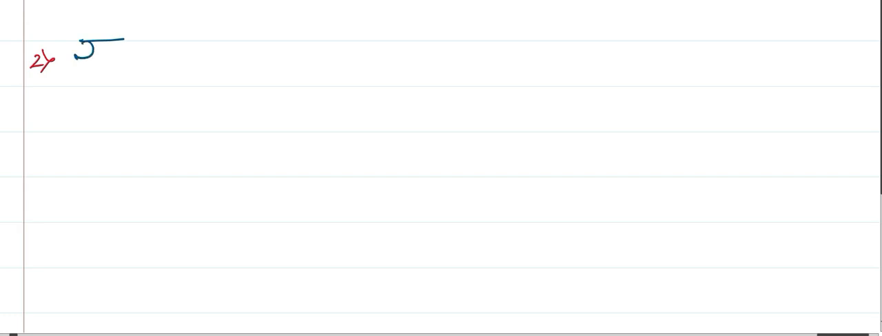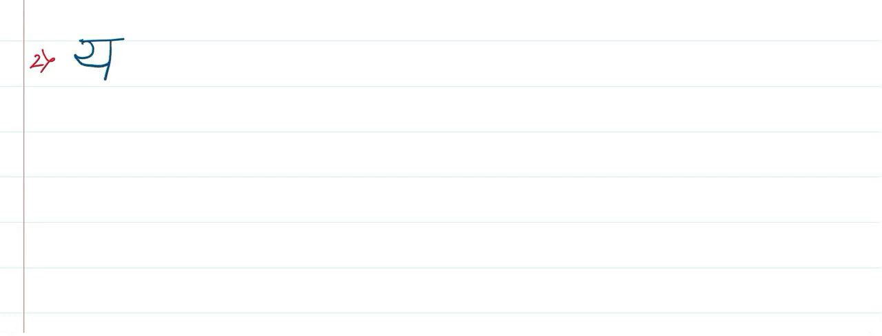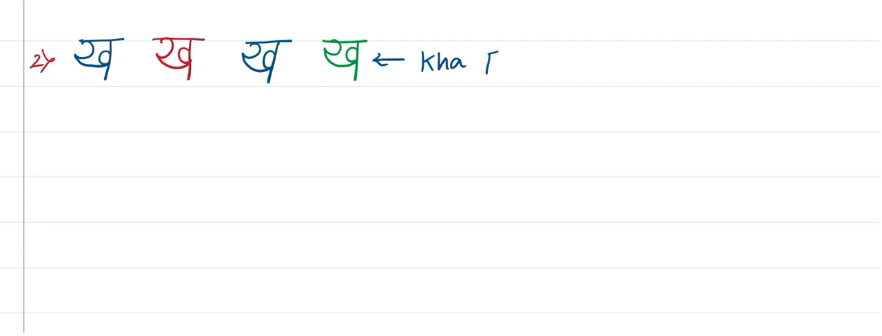For the second one, you have to make a swinging two, a vertical line, and a circle in it. Once again, a swinging two, a vertical line and a circle in it. Let's learn the pronunciation of this. This is called k, aspirated.